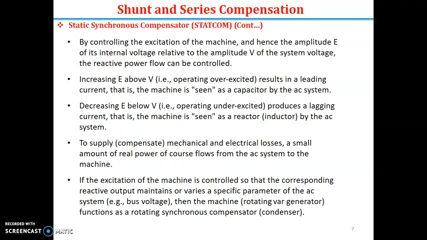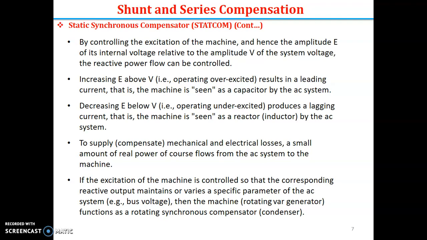Now, increasing E beyond V, that is operating in the overexcited mode, will result in leading current, and the machine is now acting as a synchronous condenser or capacitor. Decreasing the value of E below V, it operates in the underexcited mode, producing lagging current, and the machine is acting as an inductor or reactor.